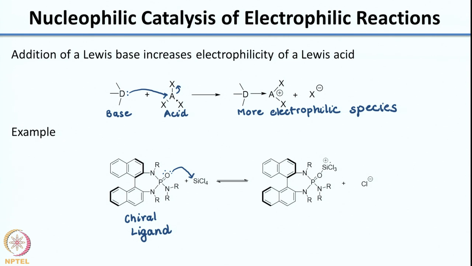So this species can further coordinate to, say, a carbonyl group to catalyze reactions. And actually, this catalyst has been used for an asymmetric synthesis, because you are using this chiral ligand as your Lewis base. So this is a very interesting concept where you are actually increasing the electrophilicity of the Lewis acid by coordination of a Lewis base. So now we will move on to the next type of catalysis, which is covalent catalysis.